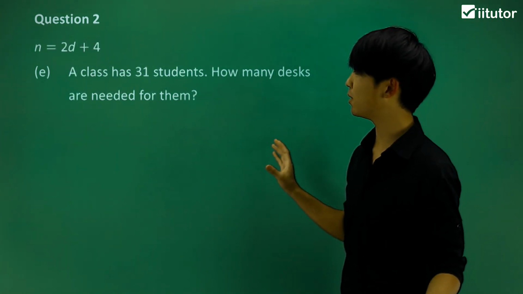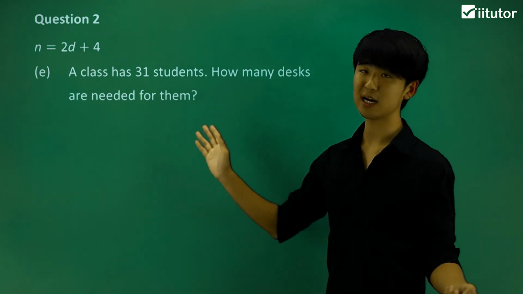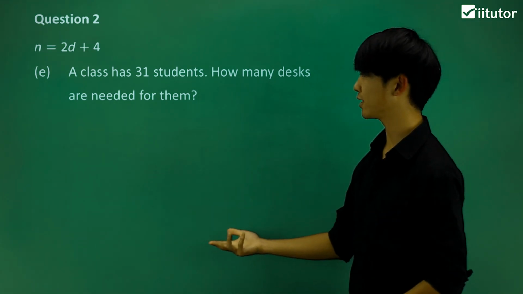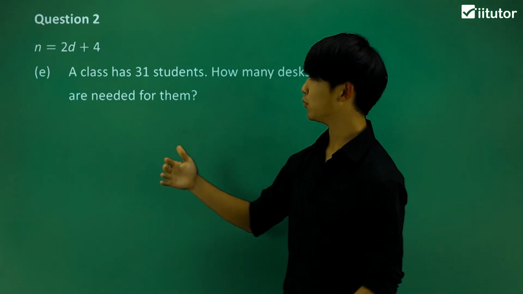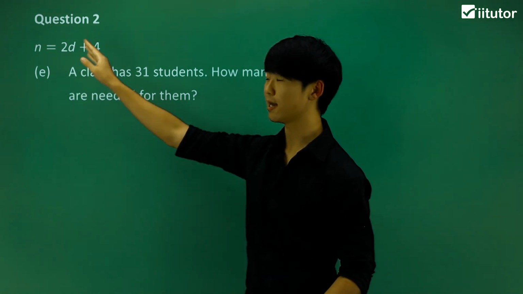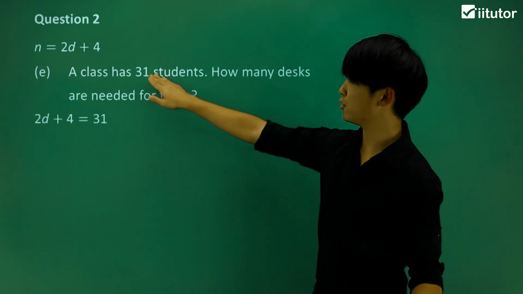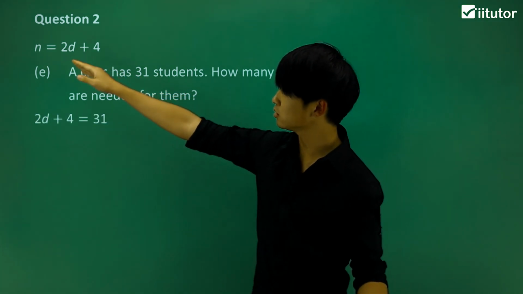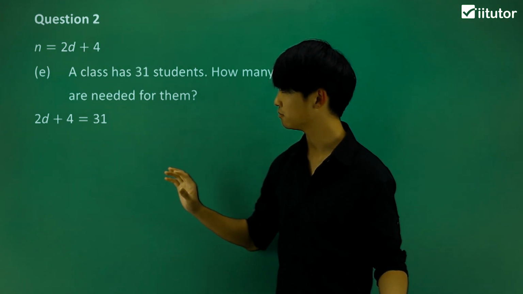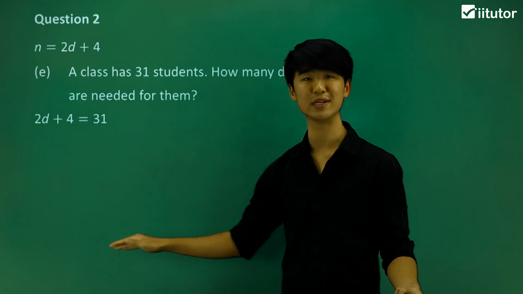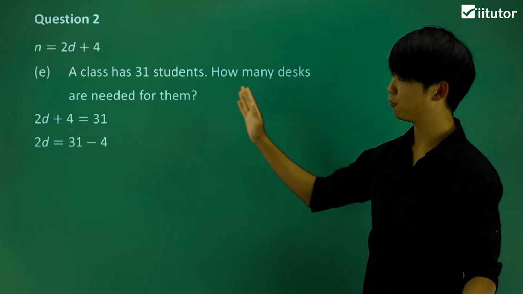Now we have final part E. It says a class has 31 students, then how many desks are needed for them? Okay, so it's a bit of a reverse question. We know how many students there are. We want to find out how many desks we need. Okay, so N equals 31. So instead of N, let's just put 31 in there. So 2D plus 4 equals 31. Okay, let's try and find what D is then. So I'm going to move 4 to the other side.